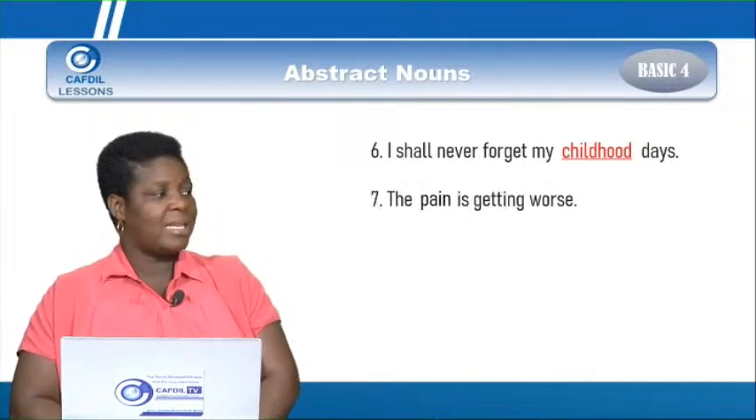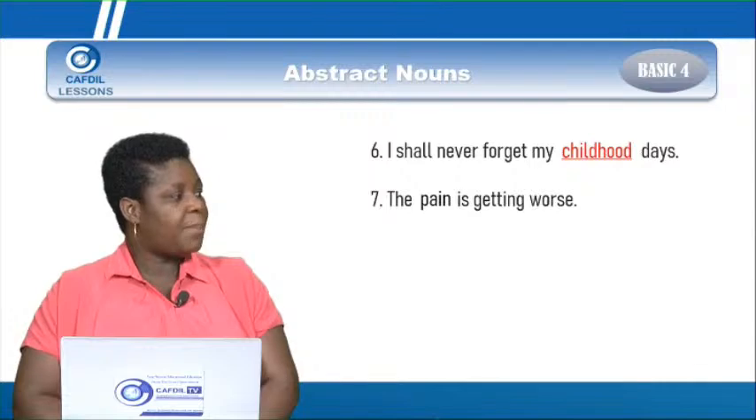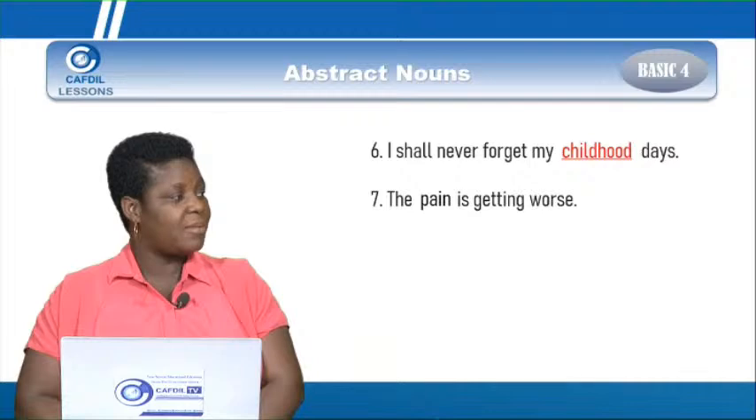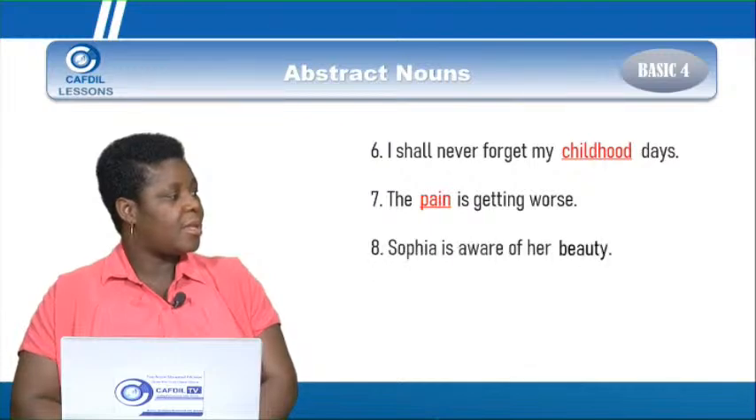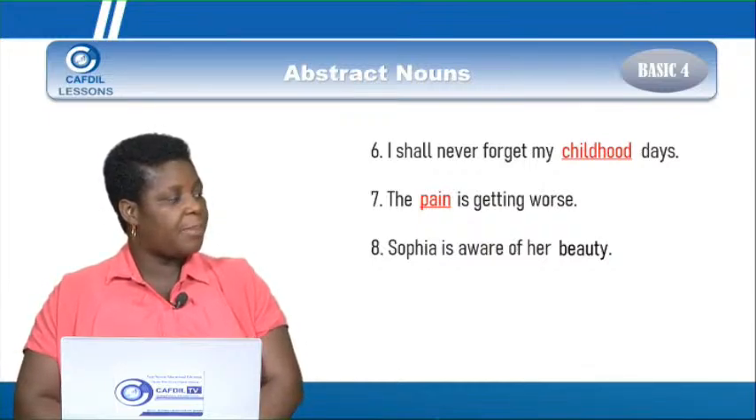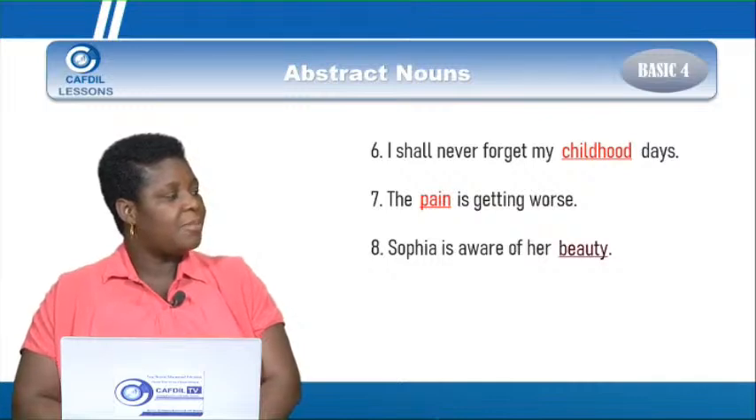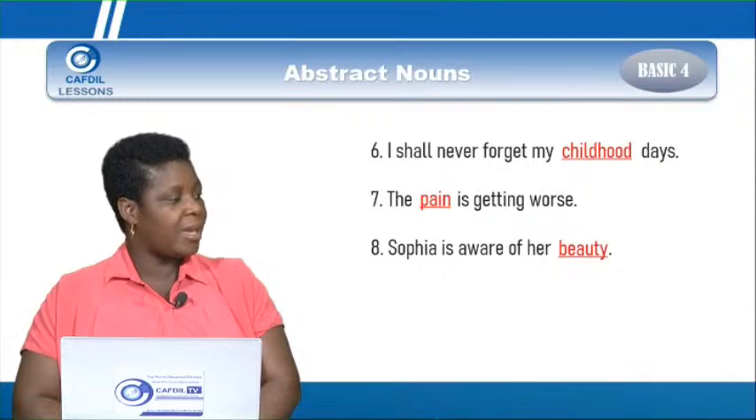The pain is getting worse. When someone is in pain, you cannot see it. So pain is an abstract noun. Sophia is aware of her beauty. Beauty is the abstract noun here.